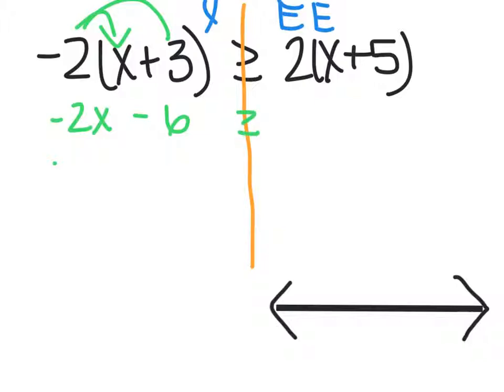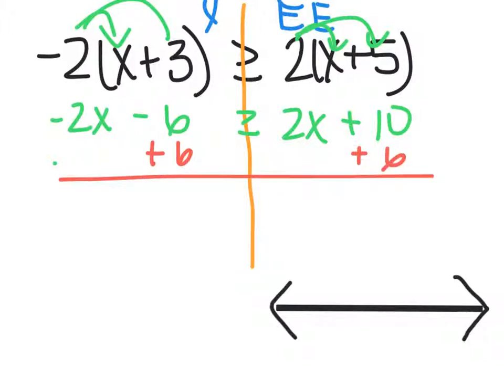Greater than or equal to 2 times x is 2x. 2 times 5 is 10. So we decided we wanted to move our x's to the left. So I need to get rid of this minus 6 here. So I'm going to add 6 to both sides. So negative 2x is greater than or equal to 2x plus 16.